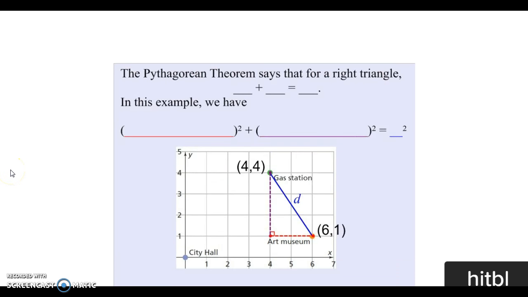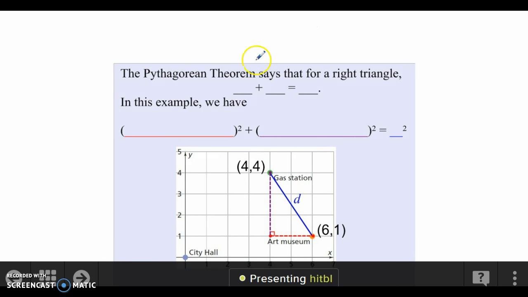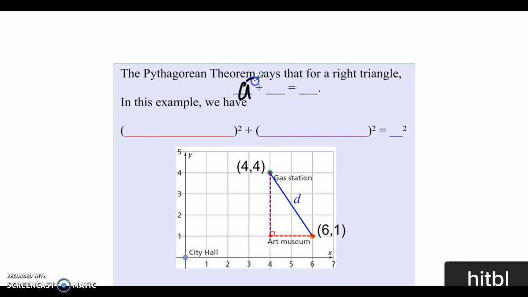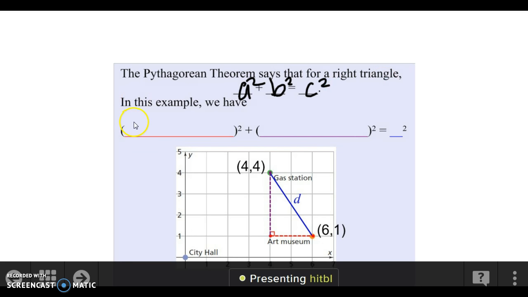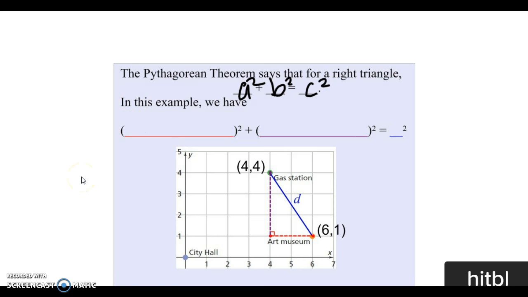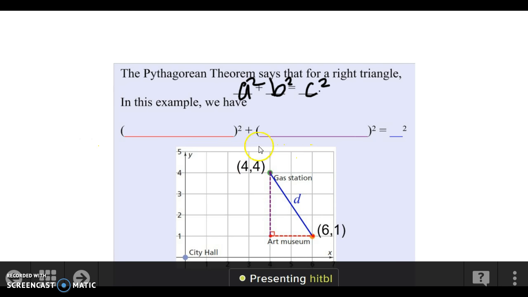Okay, so the Pythagorean theorem says that for a right triangle, we know that a squared plus b squared equals c squared. Okay, and in this example, we have coordinate points. We have it at (4, 4), and we have it at (6, 1). Okay, so our horizontal distance, we have 2. Okay, and our vertical distance, we have 3 here.